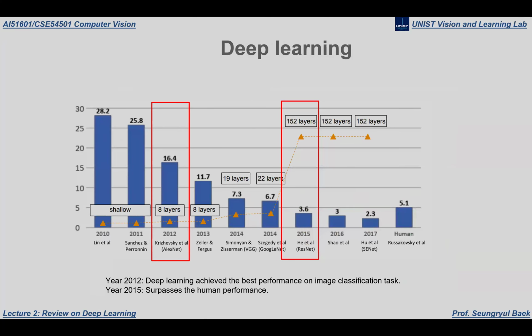And this is also the graph I already showed you. The x-axis is the year, and the y-axis is the error rate of the state-of-the-art algorithm in that year, the winning algorithms.